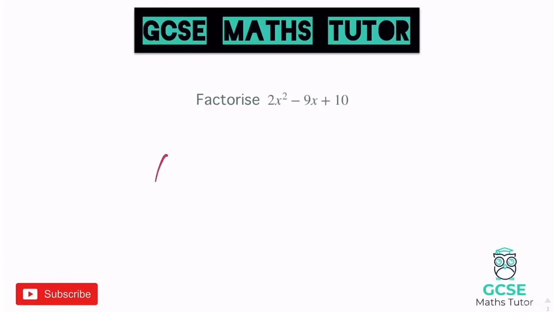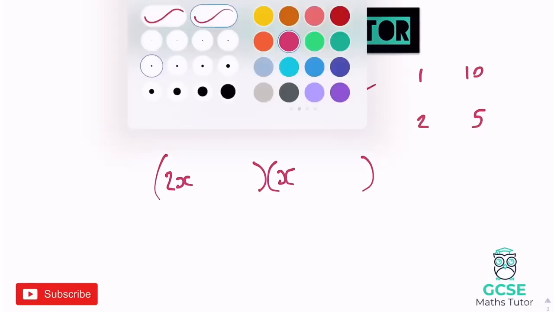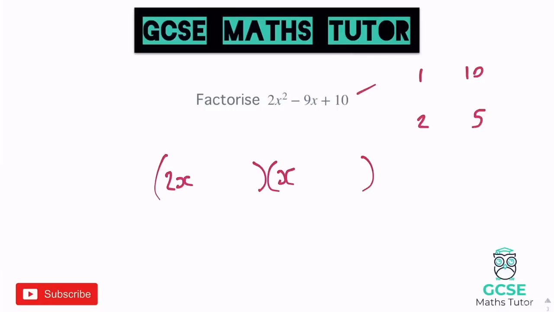Same process though. We'll stick 2x in one bracket and x in the other, as we've got a 2x squared. And again, writing down the factors of 10, so 1 and 10, or 2 and 5. Now again, one of them's going to double, so we could have 2 and 10, or we could have 1 and 20. Are we going to be able to make 9 out of either of those? No. 2 and 10 we could make 8, we could make 12, but we can't make 9. And then 1 and 20 we could make 19 or 21, but we can't make 9.